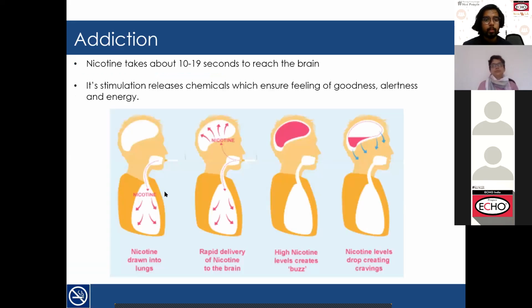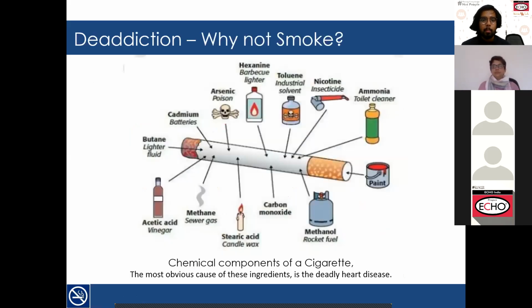This is a sketch that shows what effect nicotine has on your brain. First, when nicotine is drawn into the lungs, it's delivered to the brain, and then the brain has a buzz, and then nicotine levels drop, creating more cravings. Once the nicotine level in the brain drops, the brain craves more and more nicotine. And when a human knows that this nicotine can be obtained from a cigarette, there is a craving for a cigarette.